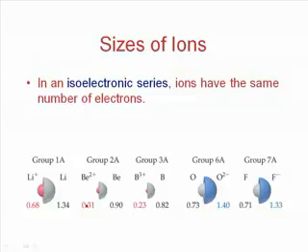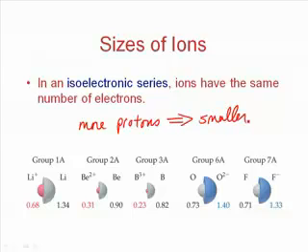So if they have the same number of electrons, then you're going to look at the number of protons. More protons is going to make the nucleus pull harder, and the radius smaller. So in comparing isoelectronic ions, more protons means smaller radius.